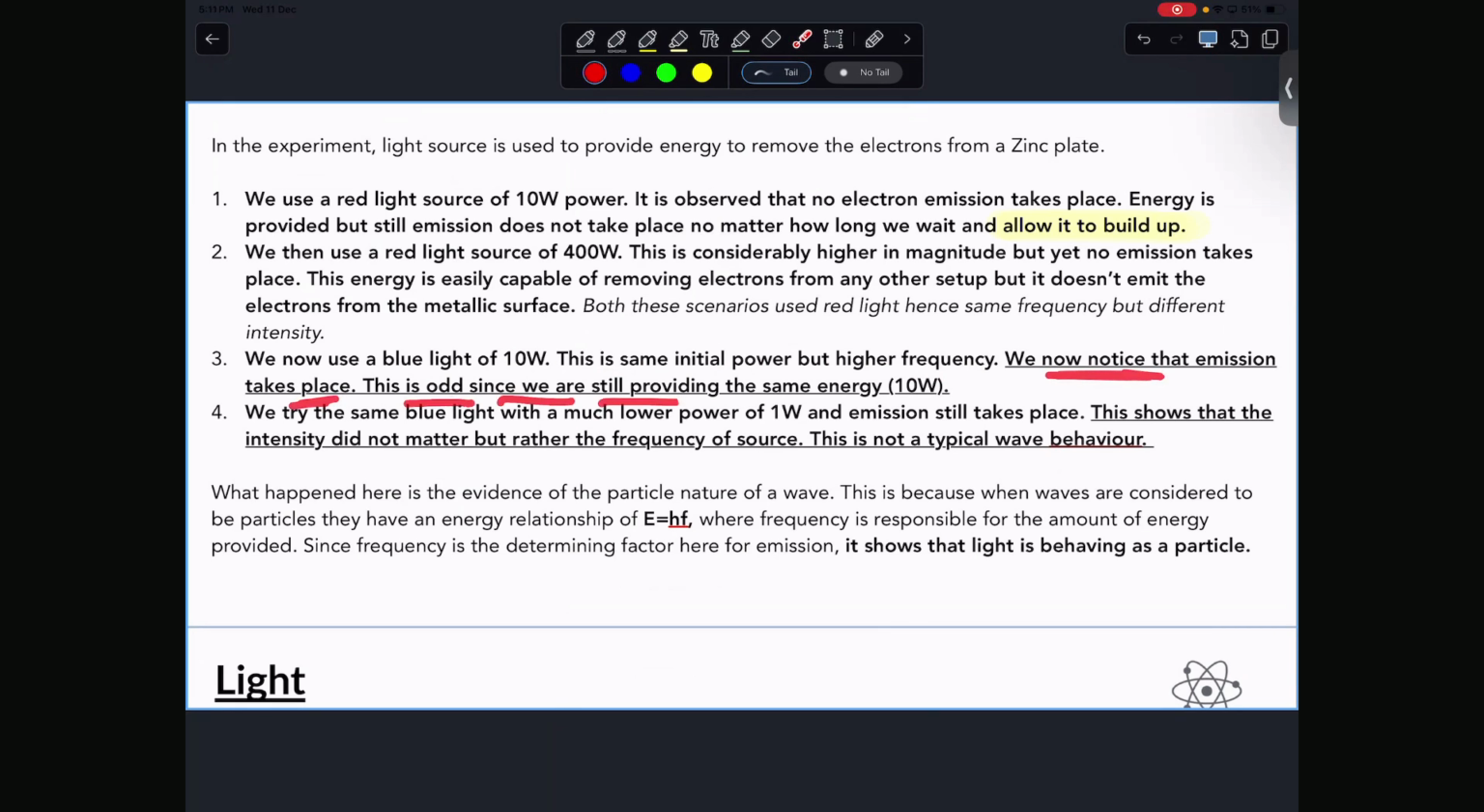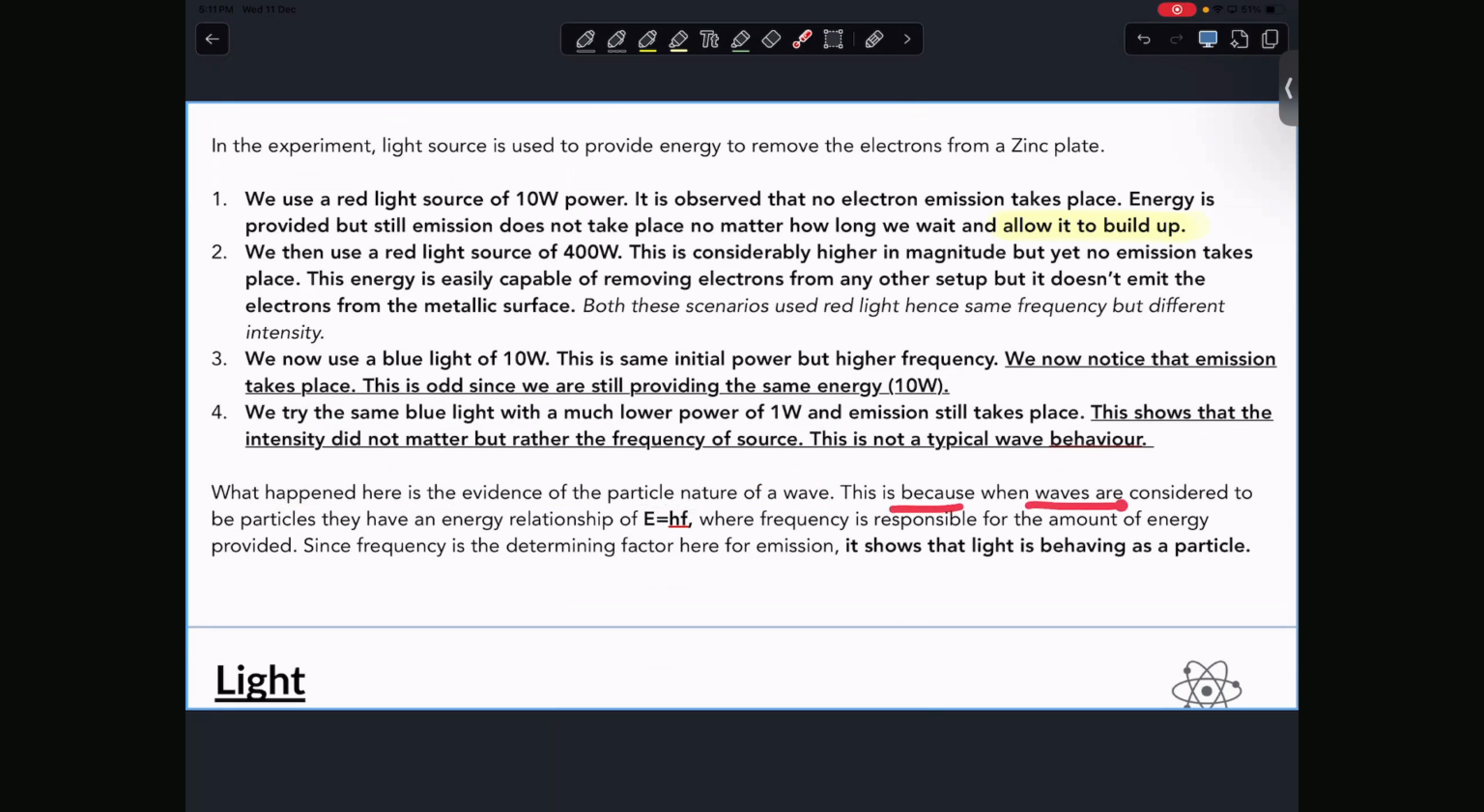This is odd since we are still providing what power? Same power. So you're just changing the color and now emission is taking place. What could be the reason? So we try the same with blue light with much lower power. Emission still takes place. But now it shows that the power is not the factor. What was the actual deciding factor? Frequency, right?